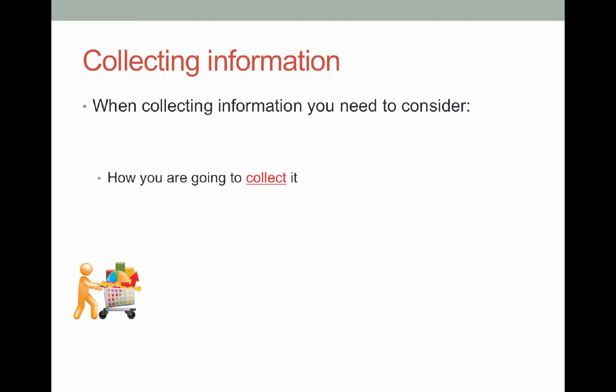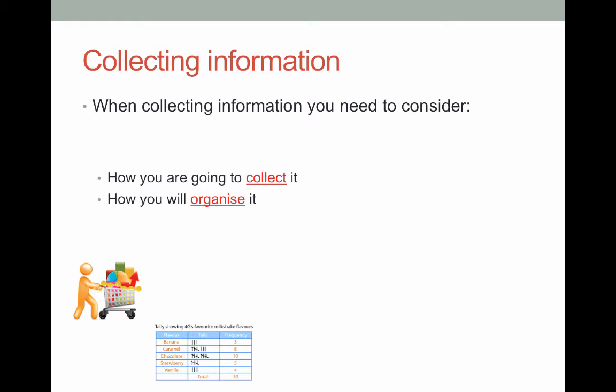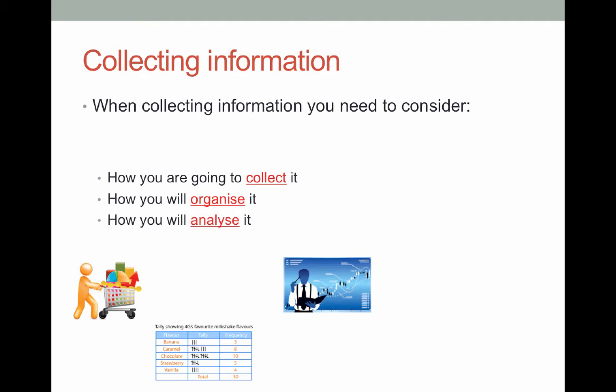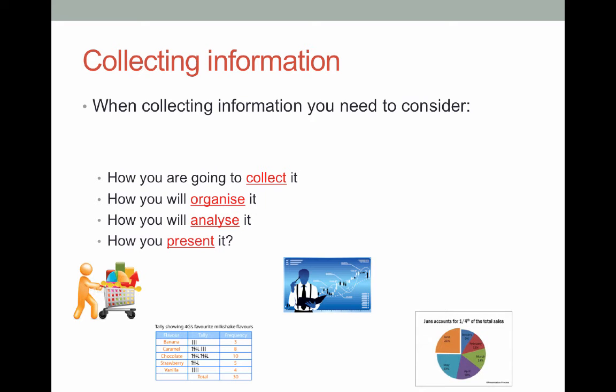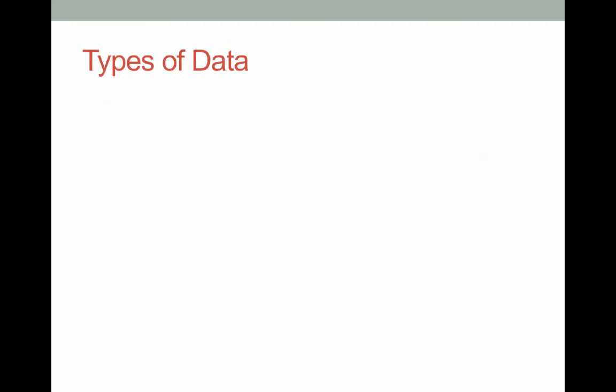Let's say that you want to know something and you've got to collect information to do it. When you're going to do this, you need to consider how you're going to collect the data, how you're going to then organize it, how you will analyze it to actually get some information from it, and then how you're going to present it and tell people about it. Today we're going to talk about how you're going to collect the data. And there's actually two things we're going to look at. What type of data we want to collect, and then who we're going to ask. So let's start off with the different types of data that you can collect.